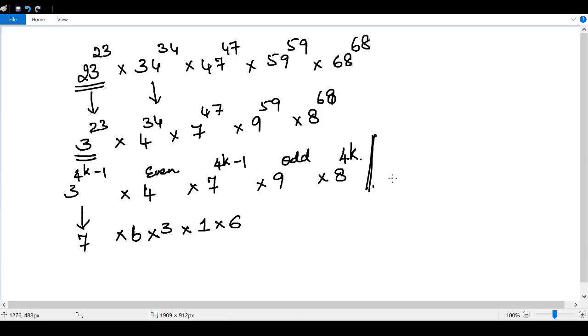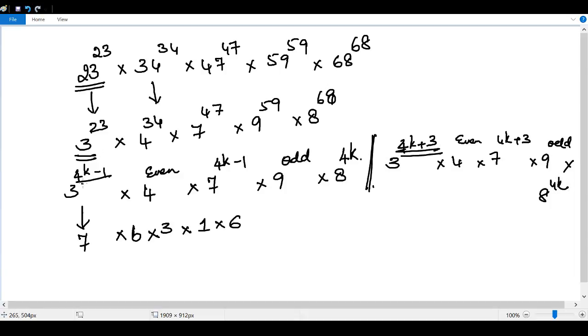So some of you would have taken this. 3 to the power of 4k plus 3. 4 to the power of even. 7 to the power of 4k plus 3. 9 to the power of odd. And 8 to the power of 4's multiple. Please understand, this place or this place, that is whether you take 4k minus 1 or you take 4k plus 1, it really doesn't matter. They both are the same. Okay. So that is a mistake.